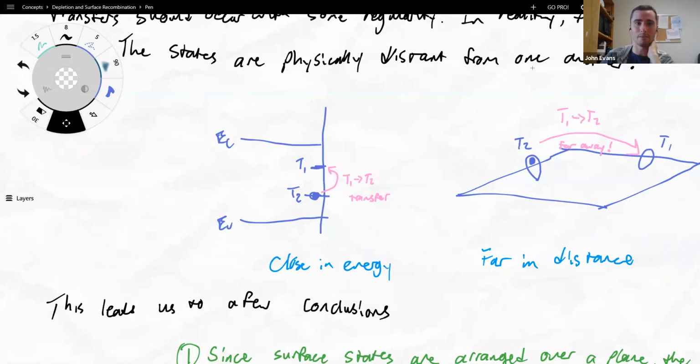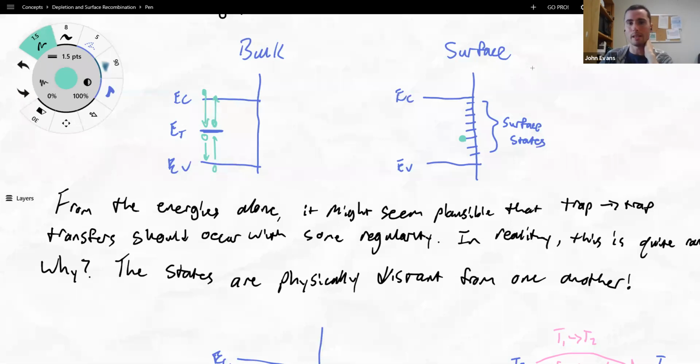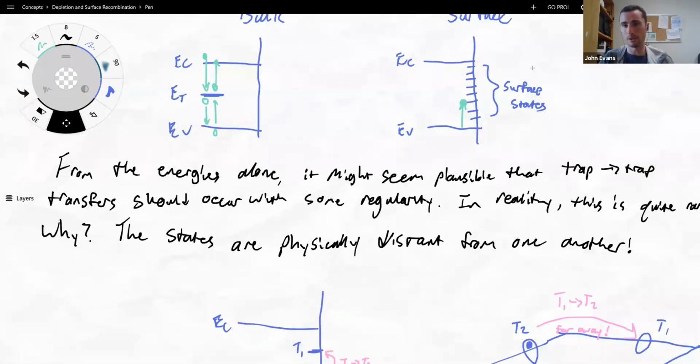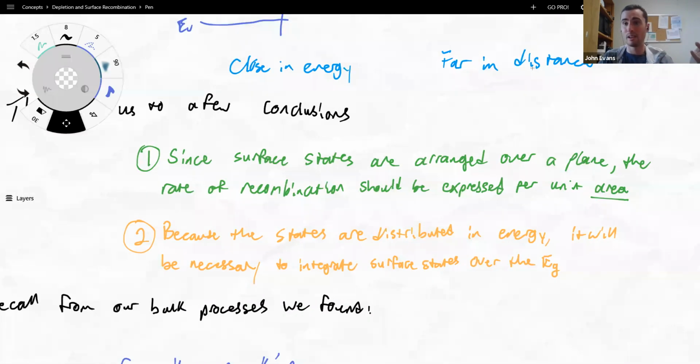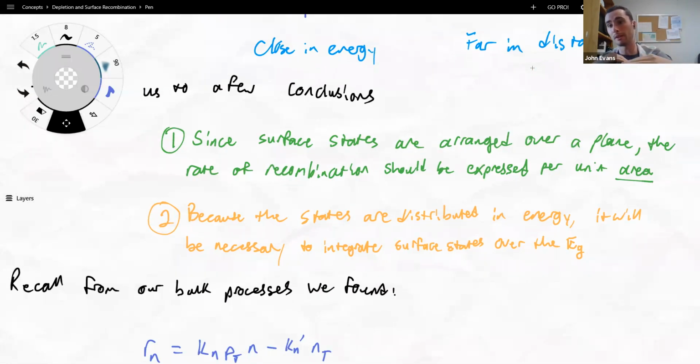remember I said, let's say, how easy it is for an electron to get trapped here. Well, what about how easy is it to get trapped there, or there, or there? You have to sum up the rate at which an electron would get captured by any of those states. And so we're going to integrate it. And we're going to integrate it from the valence band to the conduction band. So we're going to integrate it over the band gap, because again, that's where those trap states have to exist.